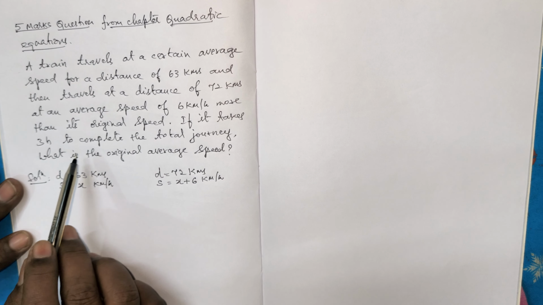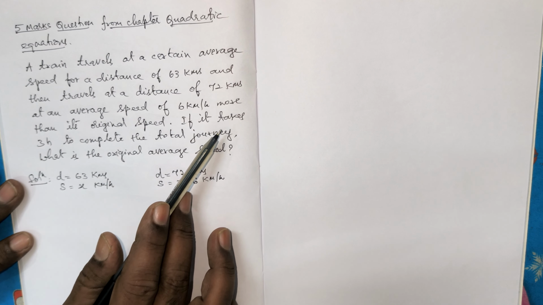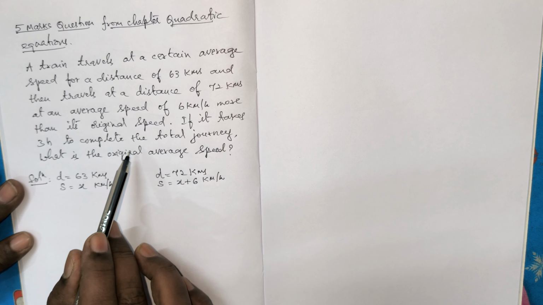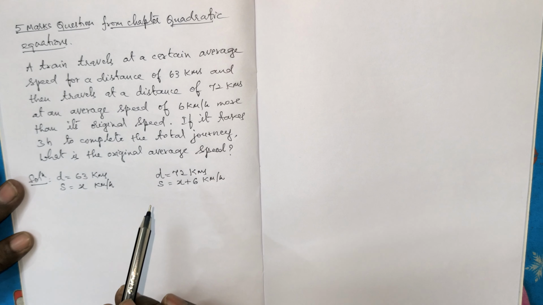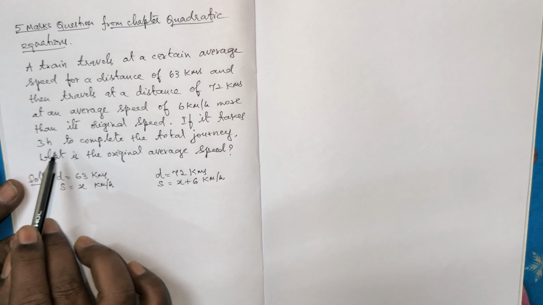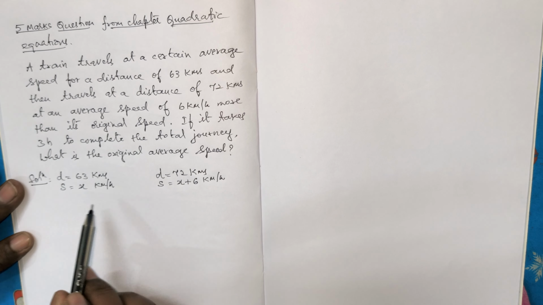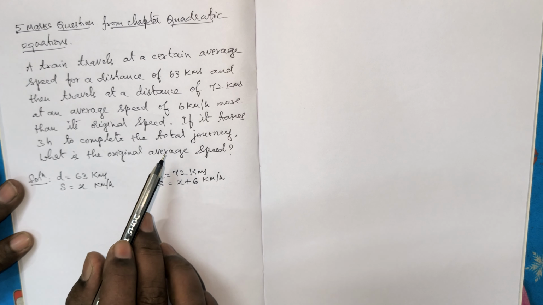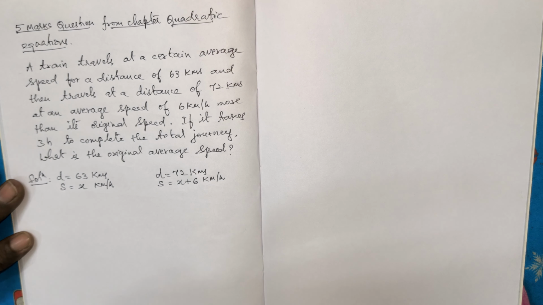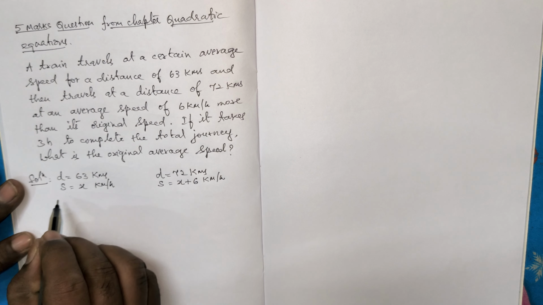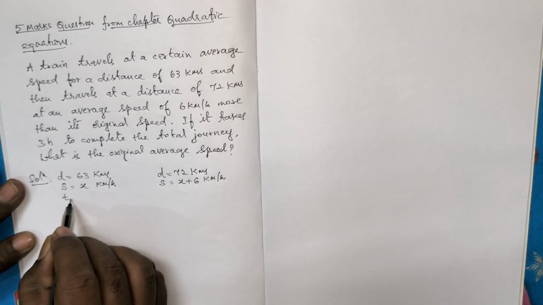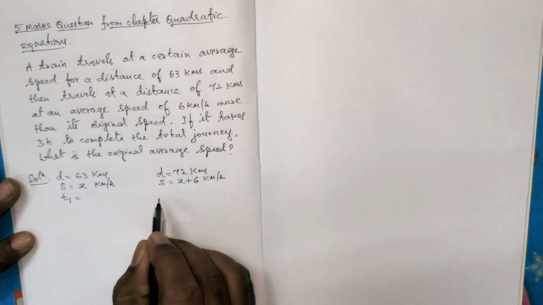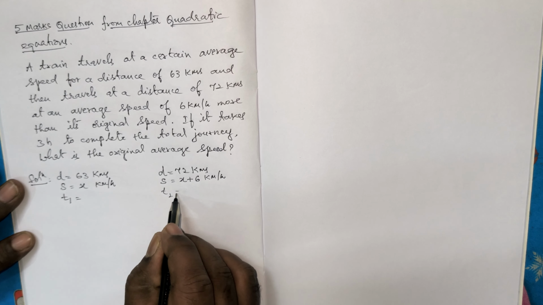And he says it takes 3 hours to complete the total journey. So he has given time. In both the cases we have to take time. Total journey means here we have to take the total time taken for the journey. So let us say time taken in the first case is t1 and time taken in the second case is t2.